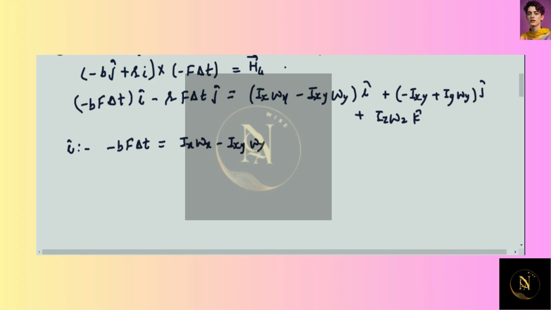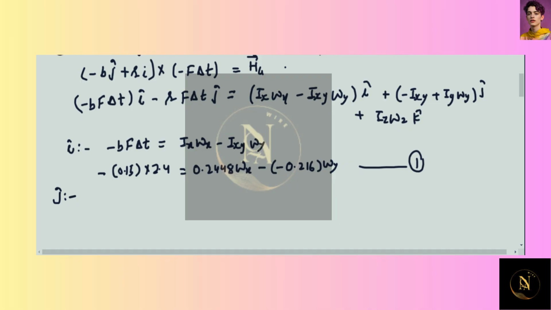Now substitute the value. B is given 0.15, force F delta t is 2.4, Ix is 0.2448 omega x minus 0.216 omega y. This will be equation 1.